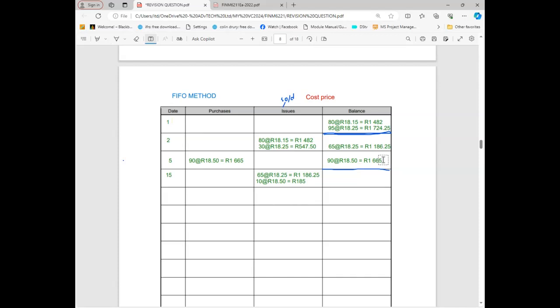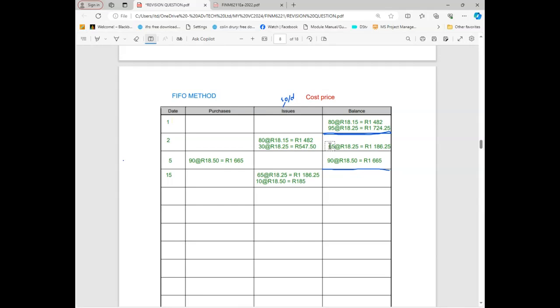If it's 85, right? Let's say it's 85, because in a question, they could ask us like that. So let's say it's 85, and they tell us we need 75. 85 units at 18.25, right? And it asked us to sell 75 units.